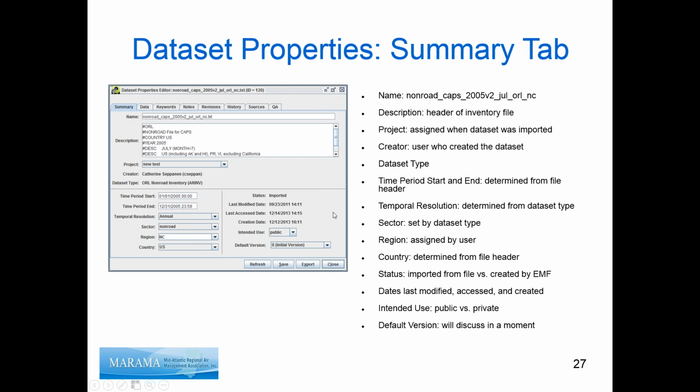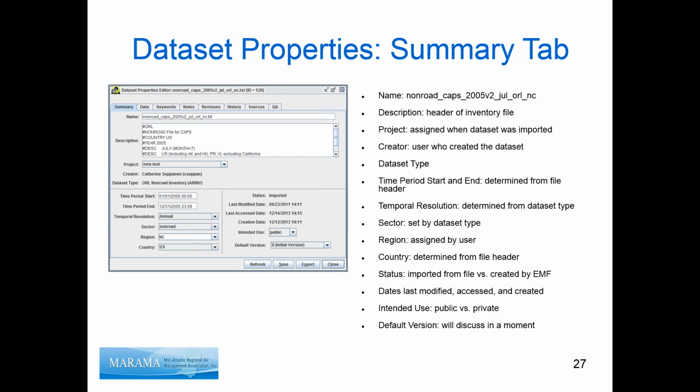Then some other information that we store about the data sets. Every data set has a status, and basically this status just tells you if the data originally was imported from a file on disk or if it came from some other processing step. So when we get into the cost stuff, when you do control strategy analysis, that portion of the EMF can automatically create data sets. And so the status will be something like created by cost instead of imported.